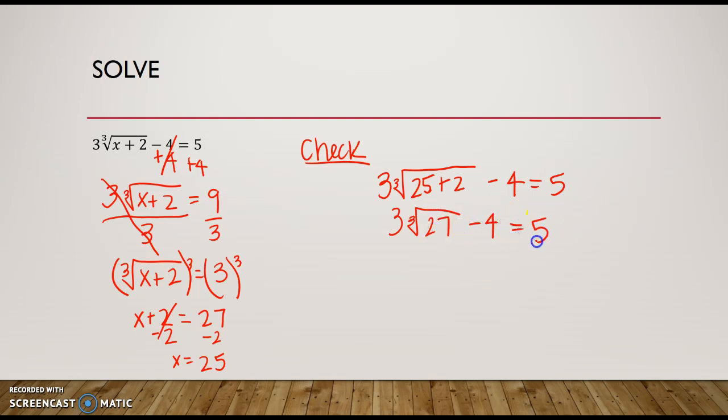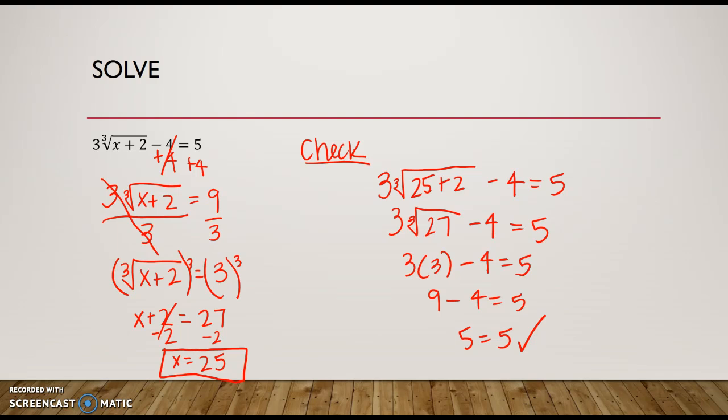The cube root of 27 is 3. 3 times 3 is 9. And 9 minus 4 is 5. 5 equals 5, that's true. So that means that x equals 25.